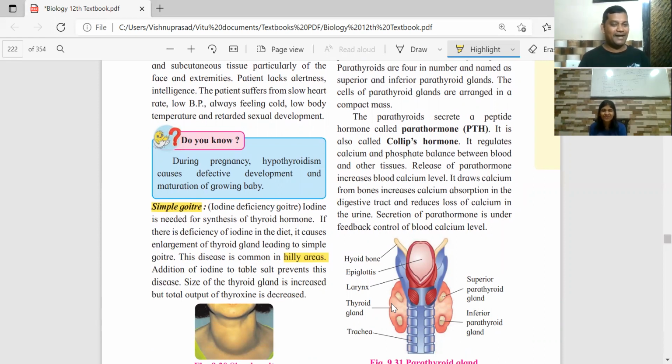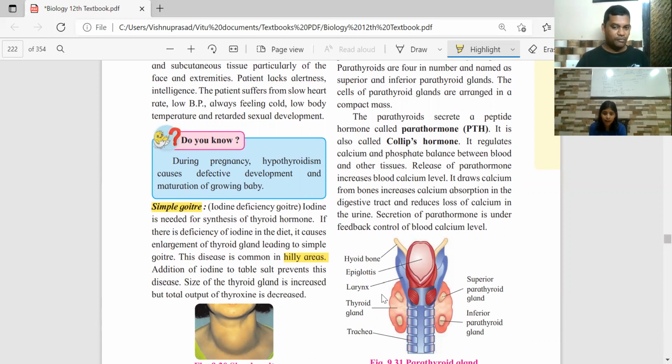Okay, they are the parathyroid glands. This is the back side of the thyroid. The bigger pimple-like structure is the thyroid gland, and just behind that is where the parathyroid glands are present. There are 4 of them, 2 on each lobe.